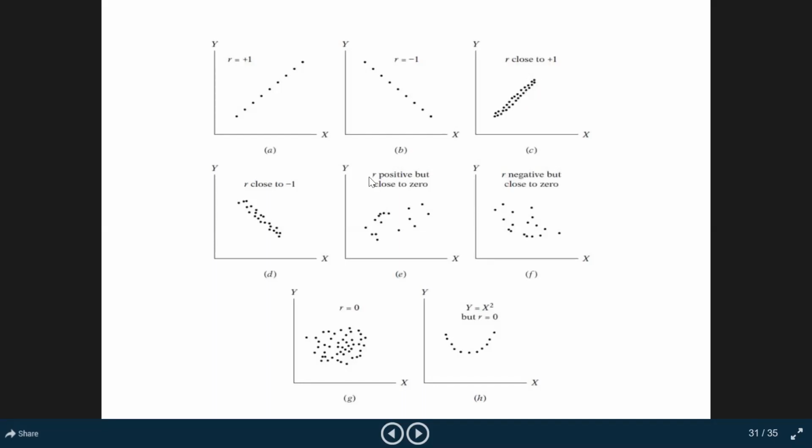In this case, r is close to +1. In this case, r is close to -1. Here, r is positive and close to 0. Here, r is negative and close to 0. Here r is 0, no correlation, and r is again 0. There is no correlation between the two variables. So these are different figures showing the correlation between X and Y.